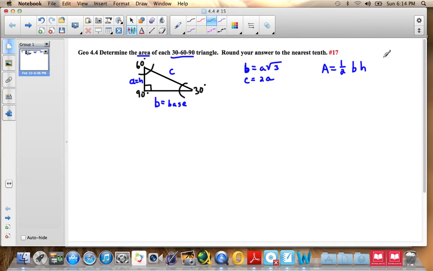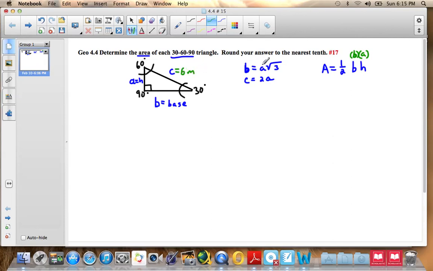So if I was looking at this over here, once I get it all finished, then whatever number I find for my base, right, would go here. But whatever number I find for my height is going to need to be A, and that's going to go right here over the H. So let's start taking a look at this. Well, the problem is giving me C, which is 6 meters.